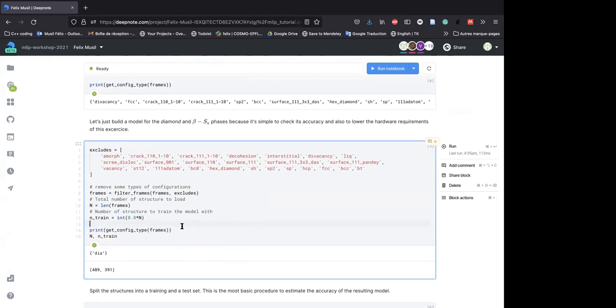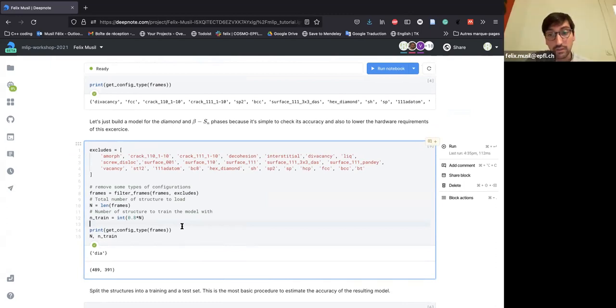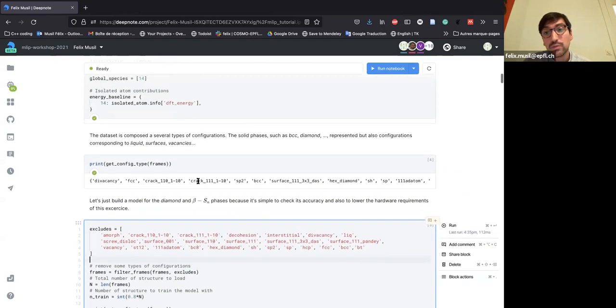And so okay, the question is, if you want it to be also good for most of all the phases of silicon, and then also for different, okay, so amorphous and liquid and maybe some surfaces, then you need to increase your data set. And in this particular case, the whole data set is about 2,500 configurations.